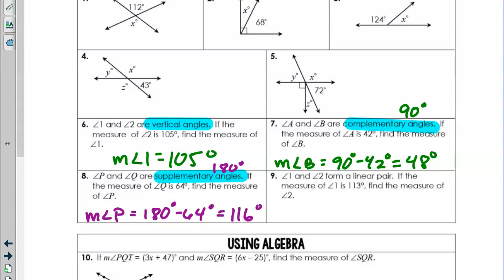Now number 9. Angle 1 and 2 form a linear pair. If the measure of angle 1 is 113, find the measure of angle 2. What's my key vocab word? Linear pair. Good. What does linear pair mean? What do we know about all linear pairs? Very good. So what do they add up to? 180. Very good. So how do I figure out the measure of angle 2? Wonderful. What is 180 minus 113?